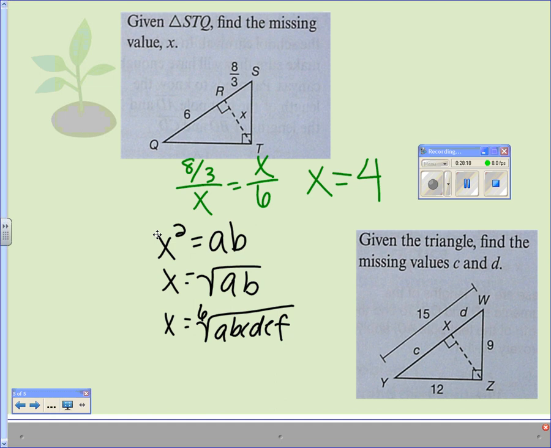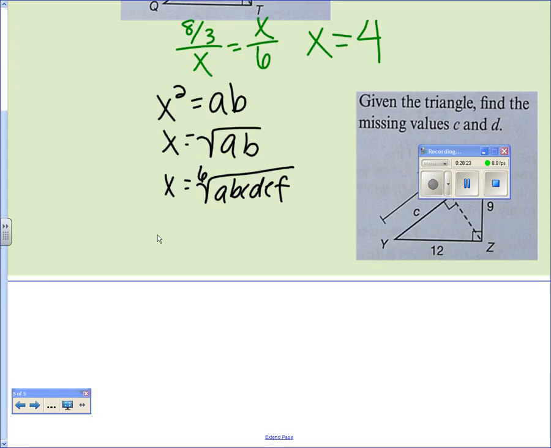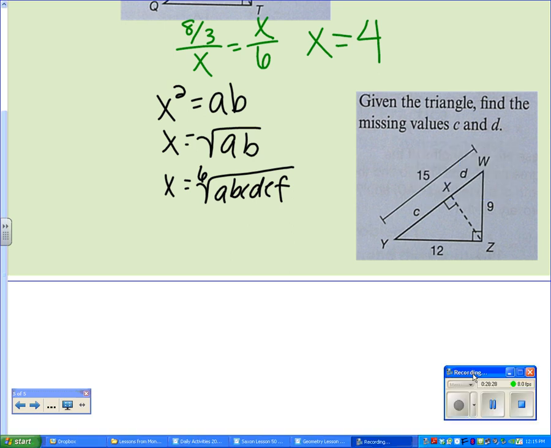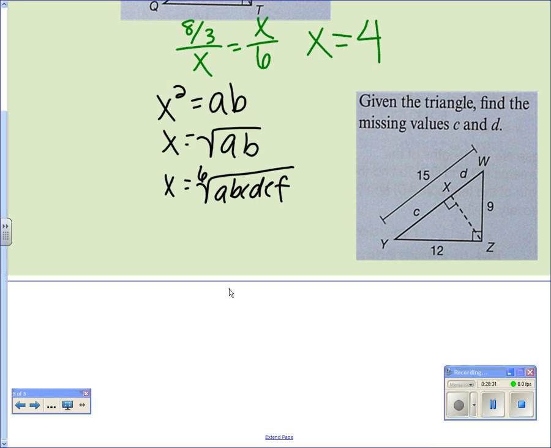Any ideas how to find C and D? What would you use? Yeah, the second corollary, which says the whole hypotenuse and the short hypotenuse next to that leg. Does that make sense? So D equals what? Does that make sense? Okay.